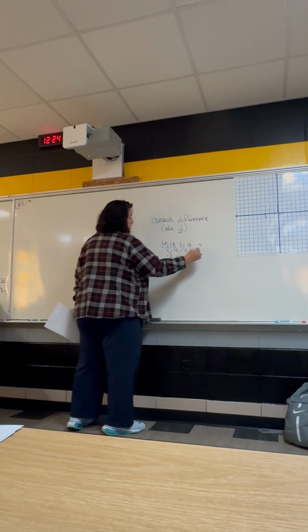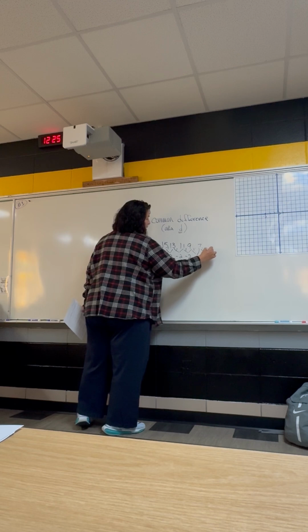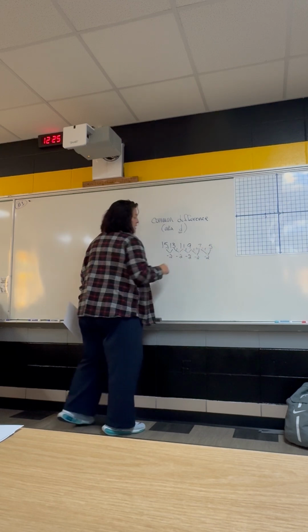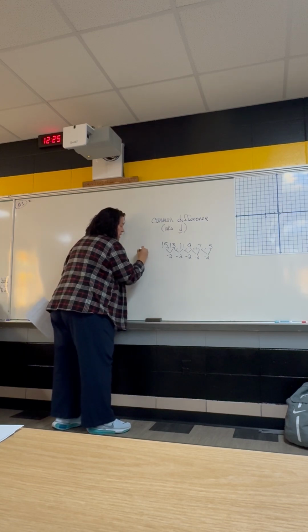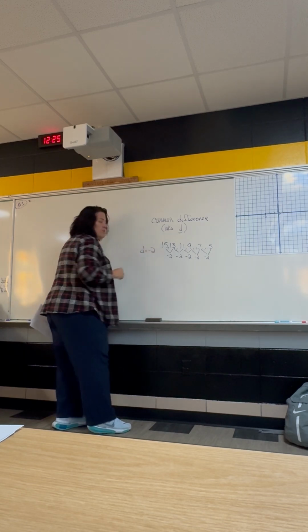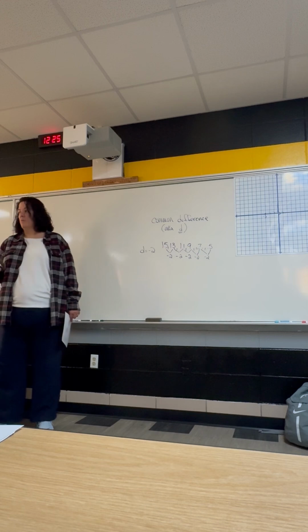What about the 6th term? 5. Okay, good. This is an arithmetic sequence with a common difference of -2. D is equal to -2.